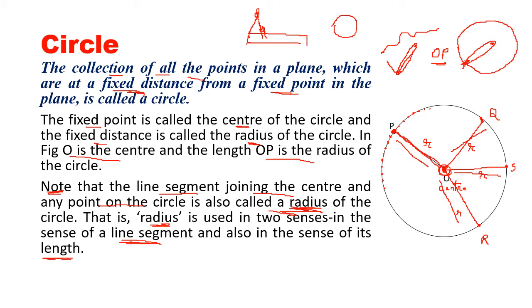So suppose I say here, the radius of this circle is say 5 centimeter. So when I say radius, it means two things. Radius also means the line segment, and radius also means the length of the segment, 5 centimeter. So remember, in different sums you will have to use it differently. So I hope you have understood what a circle is.